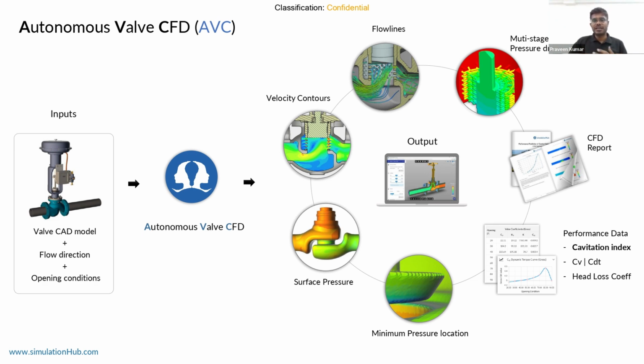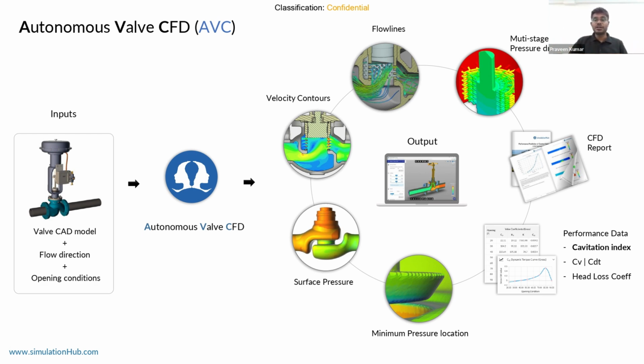It provides you multiple outputs. It starts with velocity contours, which will give you the flow separation where the velocity is high, and flow lines will tell you where the recirculation zones are. So how the flow streams go into the trim holes and everything, so that you can visually get that idea. And you can get multi-stage pressure drop, and surface pressure will tell you where the minimum pressure location is on the valve trim.